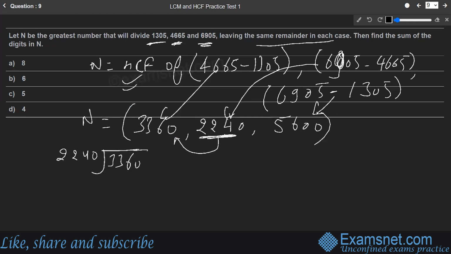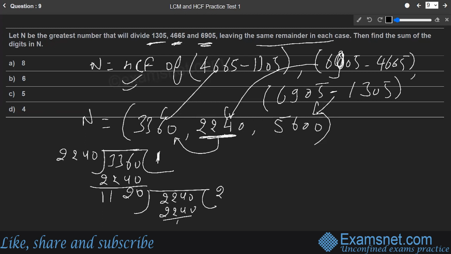Let us try to divide it like that. If we take the table of 2240, it will only go one time, and it will come here as 2240. If we subtract, this comes out to be 1120. Then we can again divide our 2240 by 1120. This is completely divisible two times. So clearly the 1120 is the HCF of 2240 and 3360.